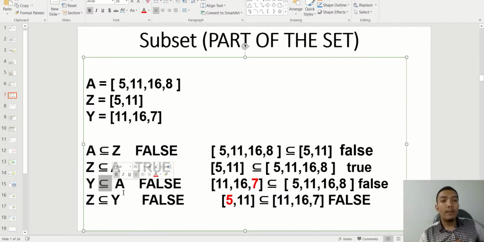Y is a subset of A. Let's prove it. We compare the Y and the A: 11, 16, and 7, compared with this one. Although they have similarity, and although this is smaller, we have 7 here, which is not a member of A. So this is false.